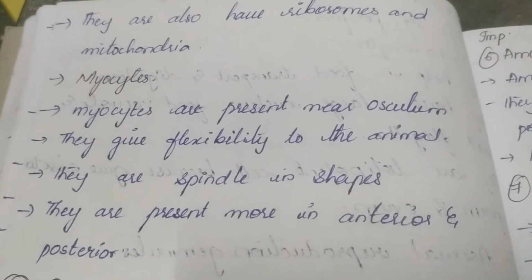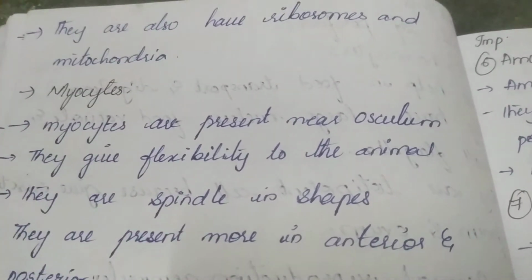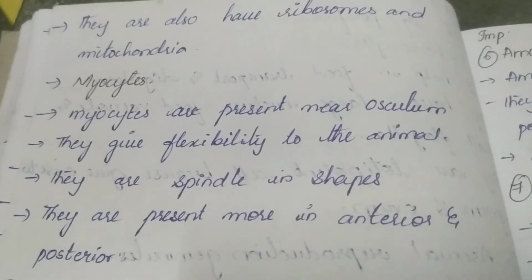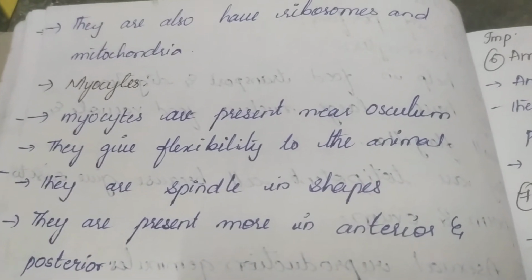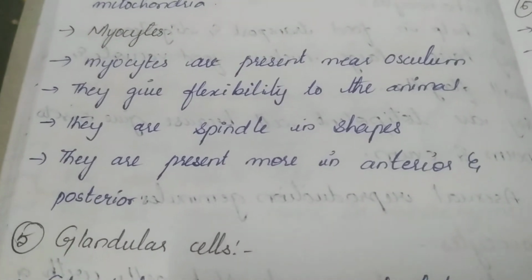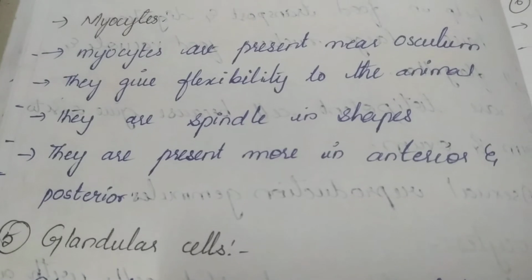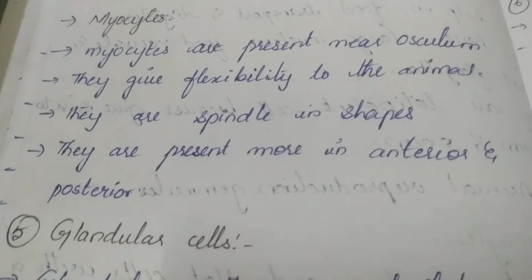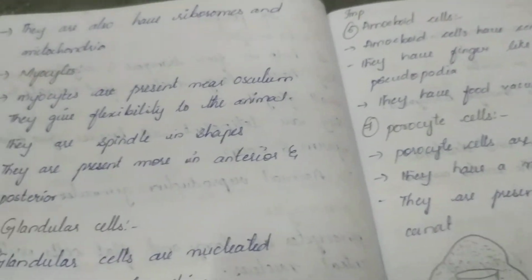Which one? Choanocytes. Choanocytes are given importance mainly because they are the carrier cells. They play a very important role in carrying things. Next one is myocytes. Myocytes are present near the osculum. I think you know very well what the osculum is, right? Where the water exits is called the osculum. So myocyte cells are present near the osculum.